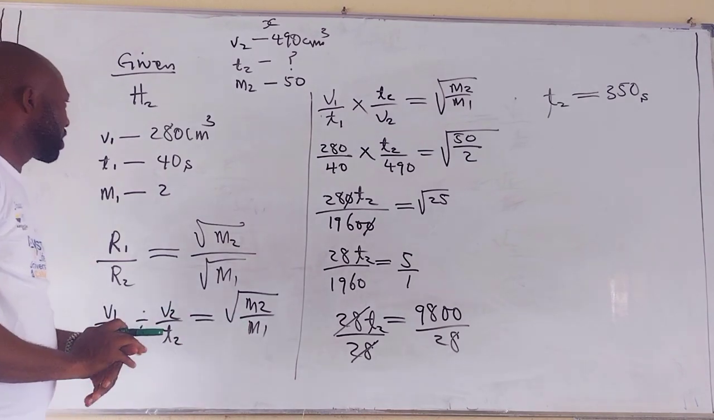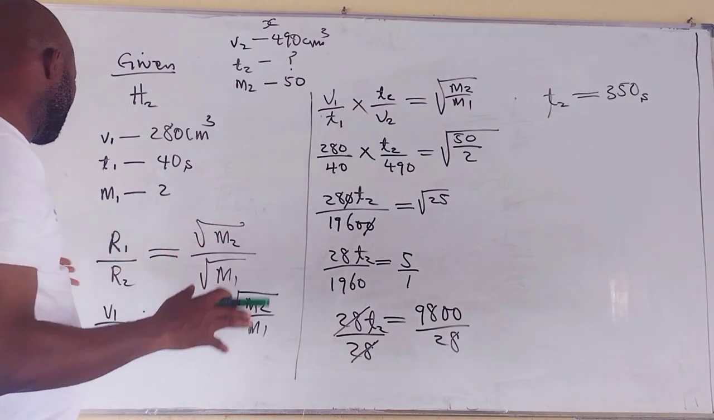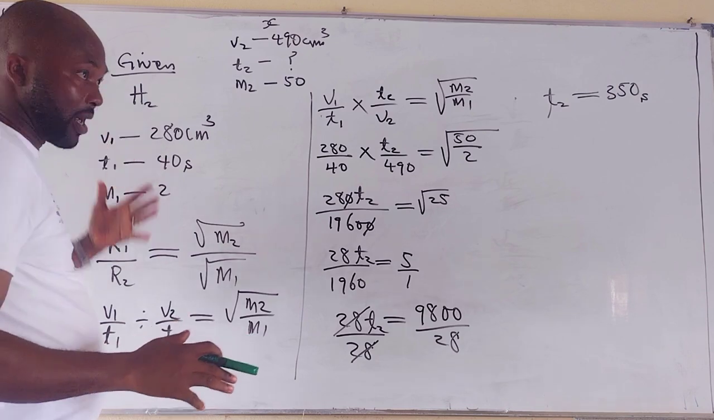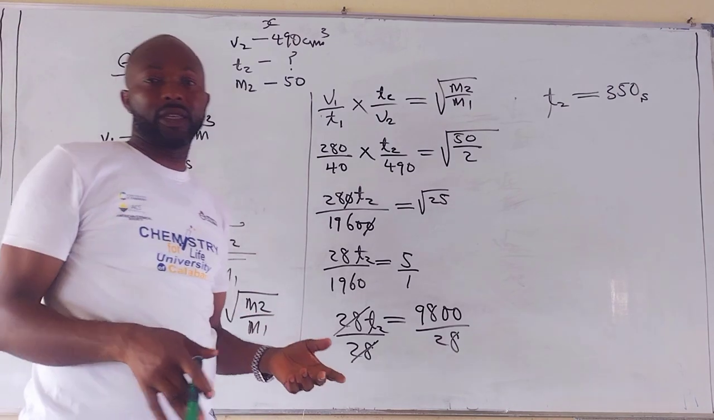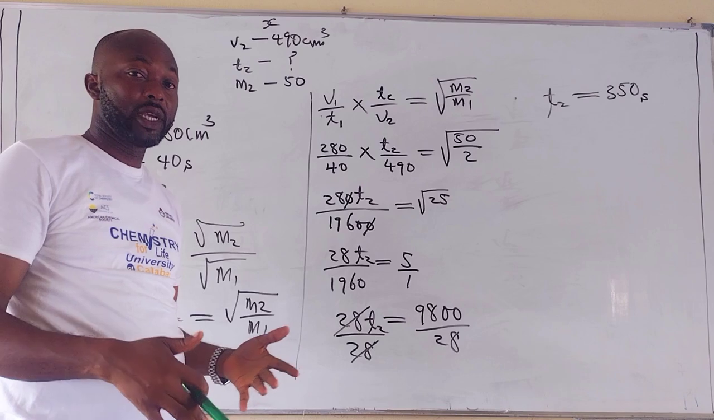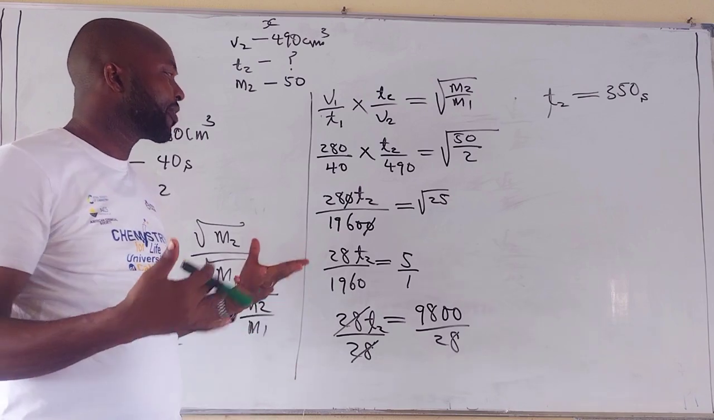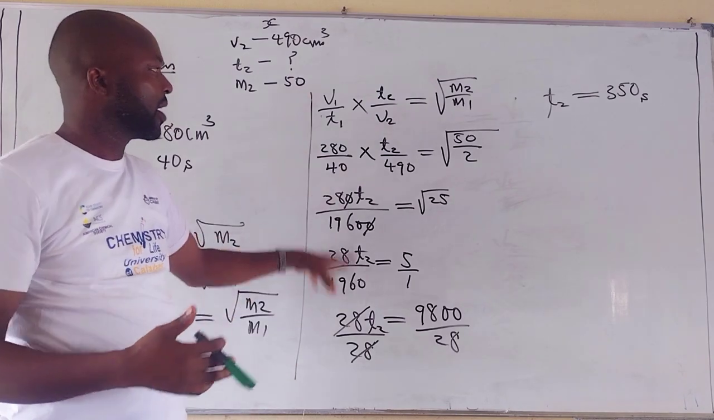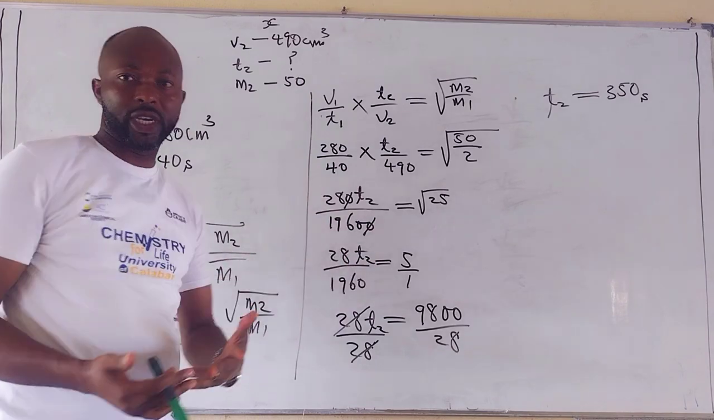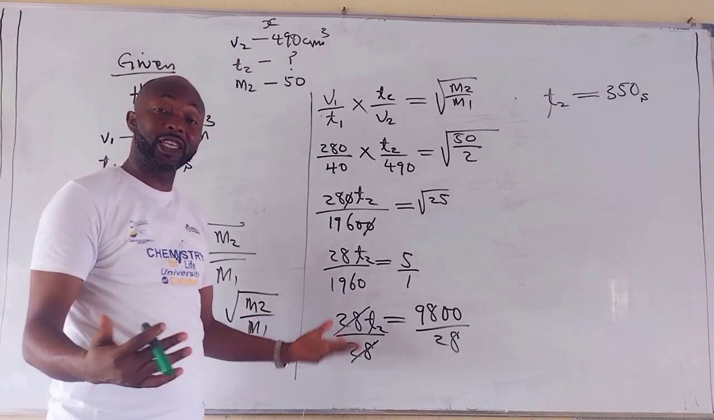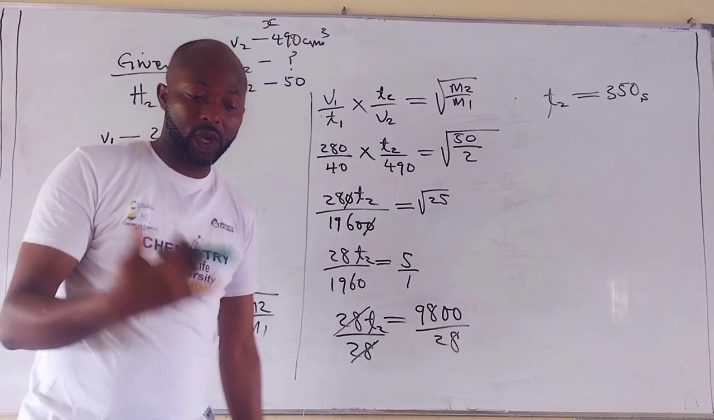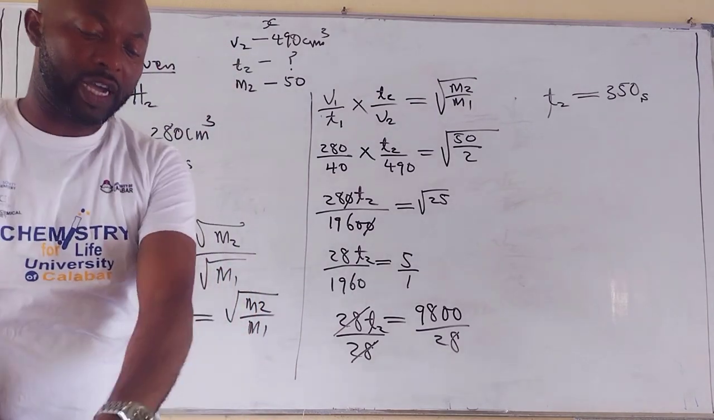Okay, it is important, if we don't forget, that rate is also V over T, the volume over time. If we don't remember that, we find it difficult to be able to bring out the combinations and all that. But let's solve more questions so that in case we do not understand very well, the whole picture will become clearer as we proceed further.